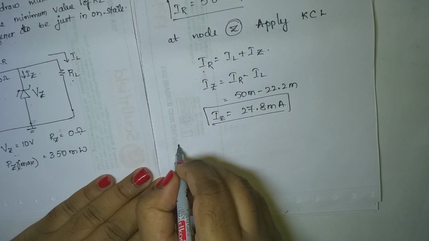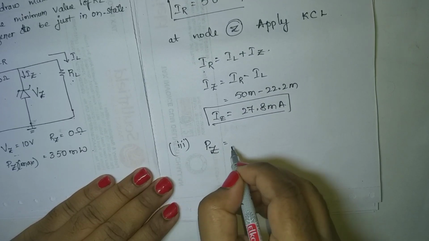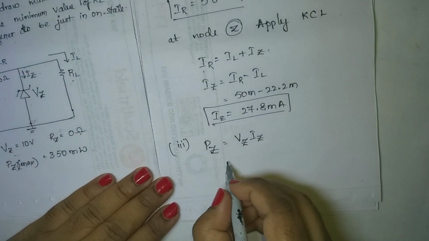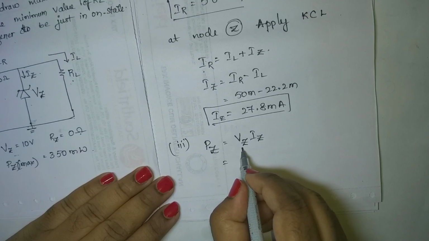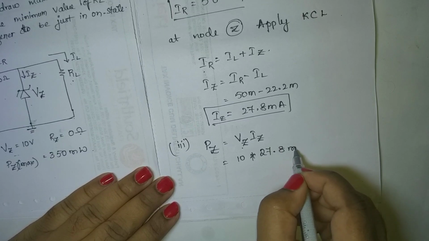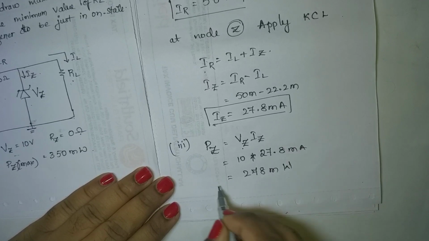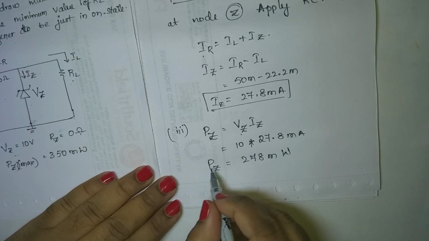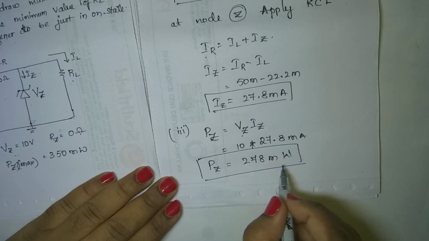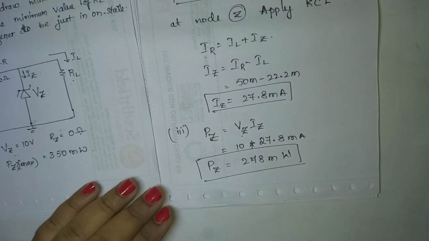Next, I need to find the value of power dissipation, that is PZ. I know the value of VZ and I also know the value of IZ. Then I can calculate it: VZ is 10, into 27.8 milliamps, which is equal to 278 milliwatts. The power dissipated across the Zener diode is 278 milliwatts. So this is how you calculate the power dissipated across the diode.